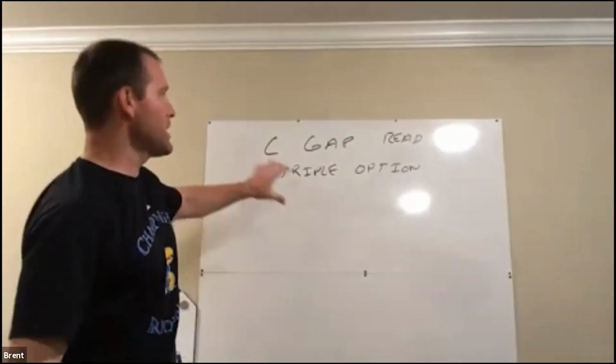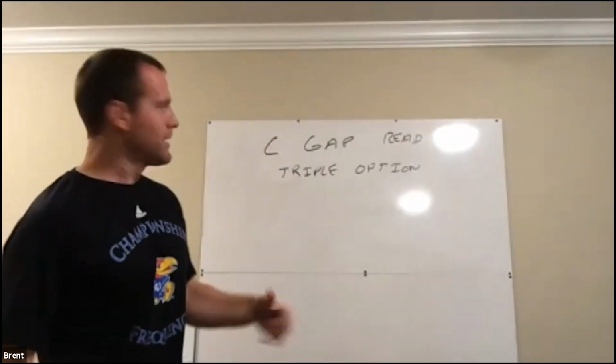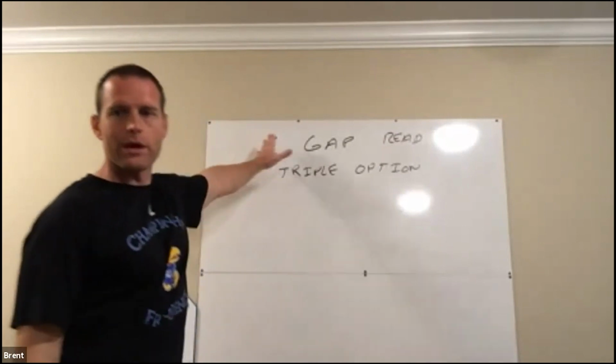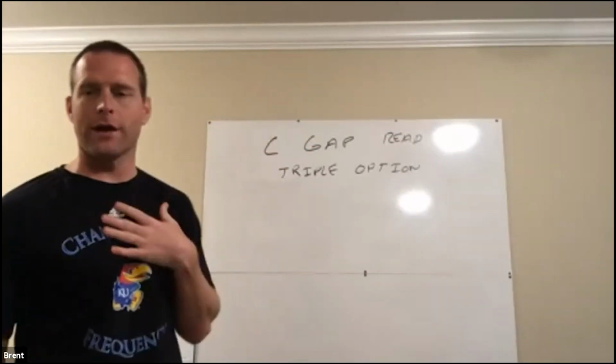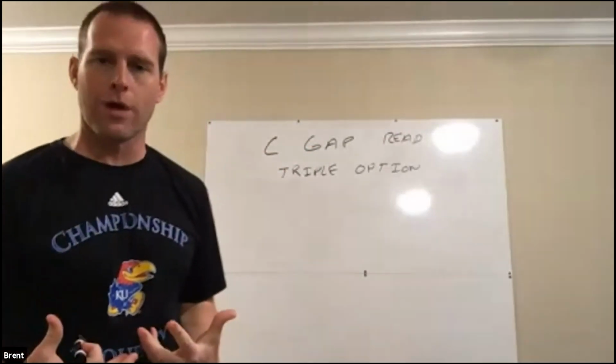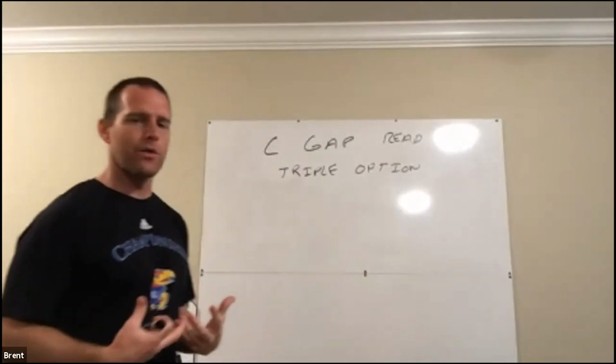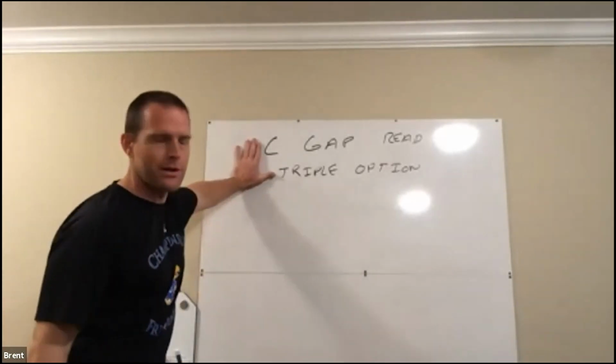So we never stay in the pocket to do a C gap read. That way I keep my franchise, I keep my guy standing upright without getting hit on that play. C gap reading means triple option.